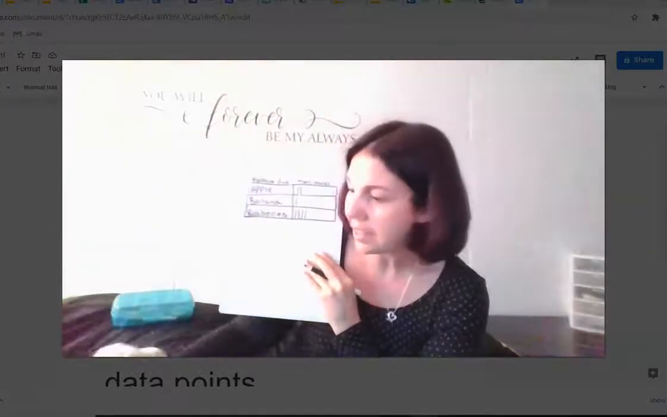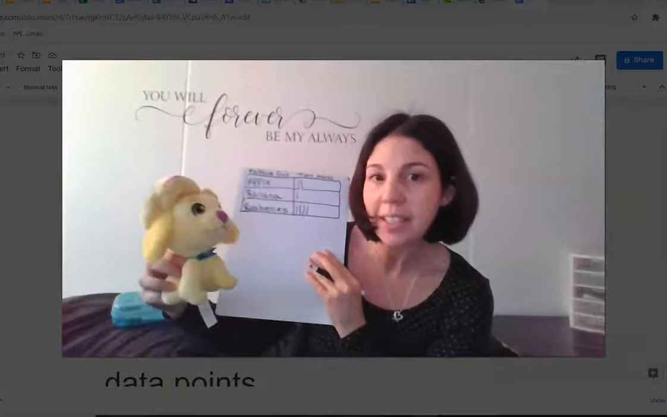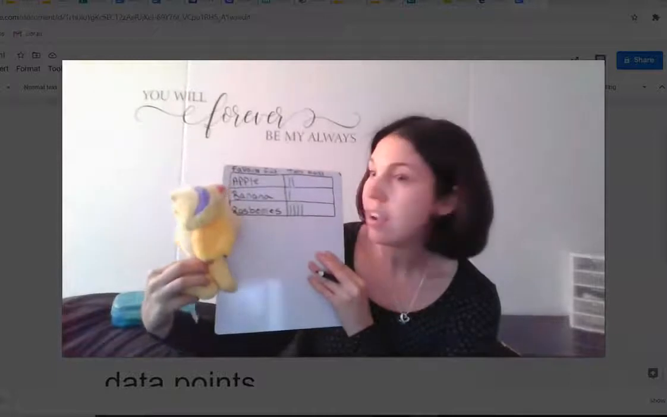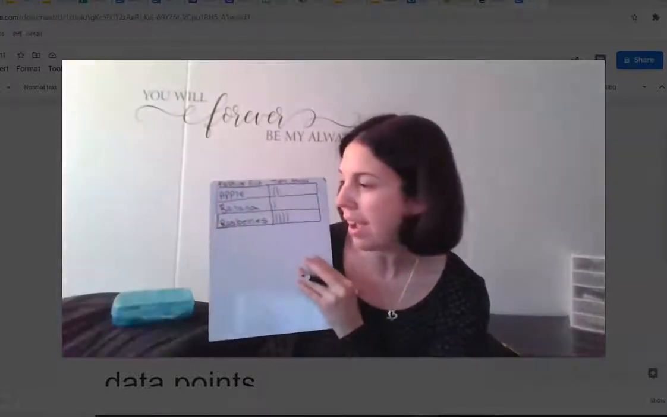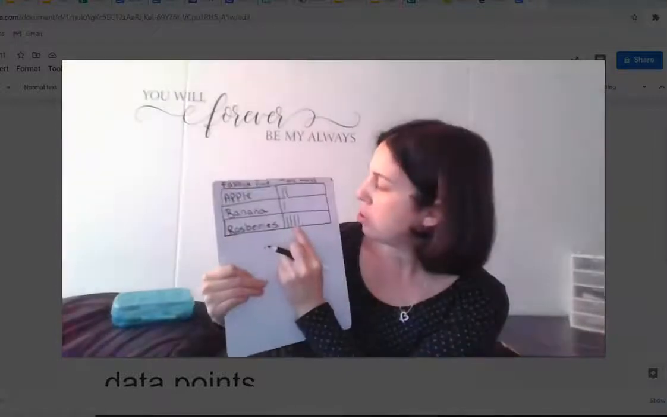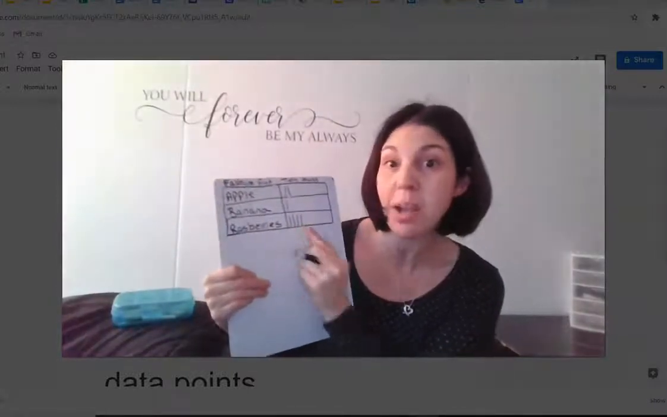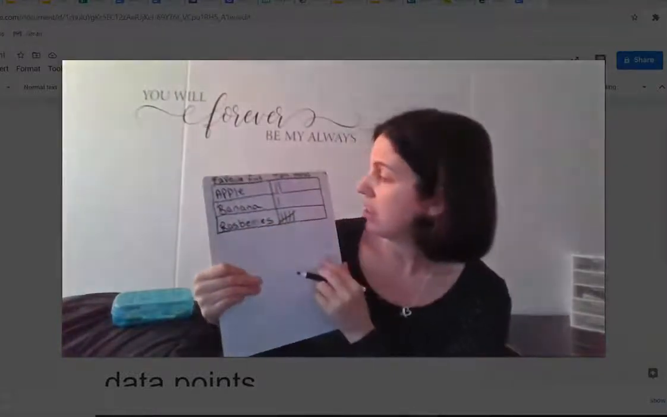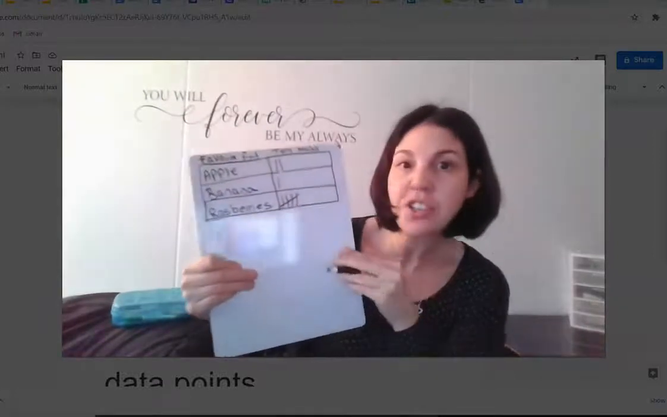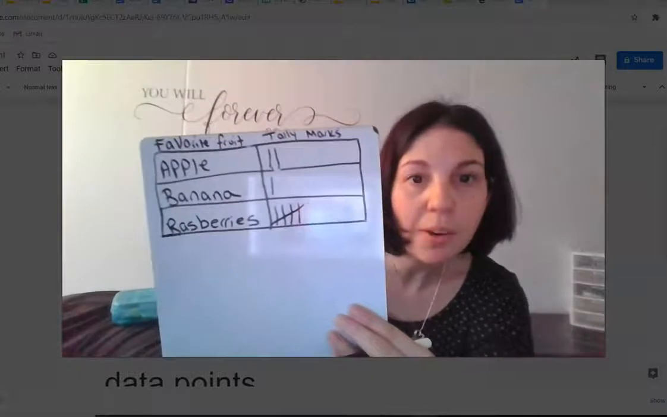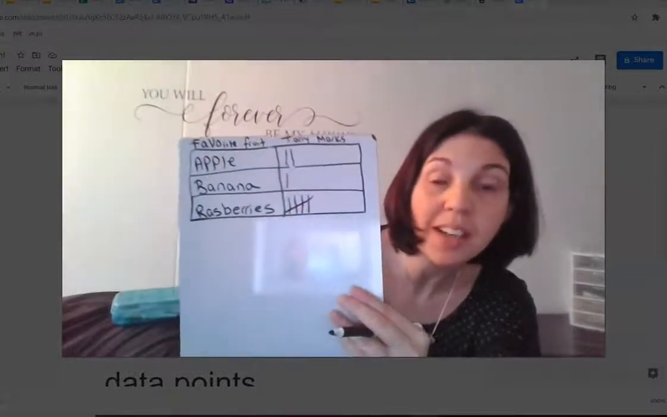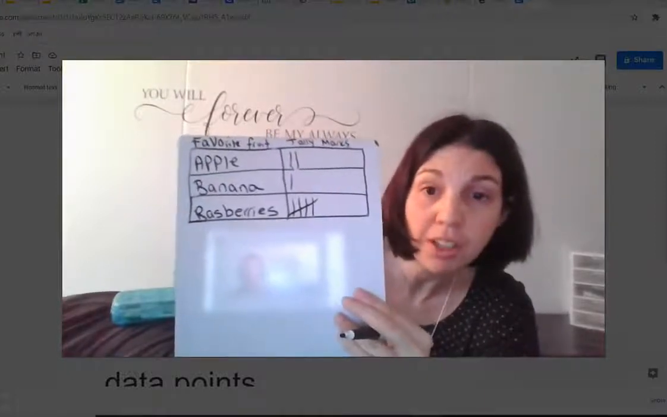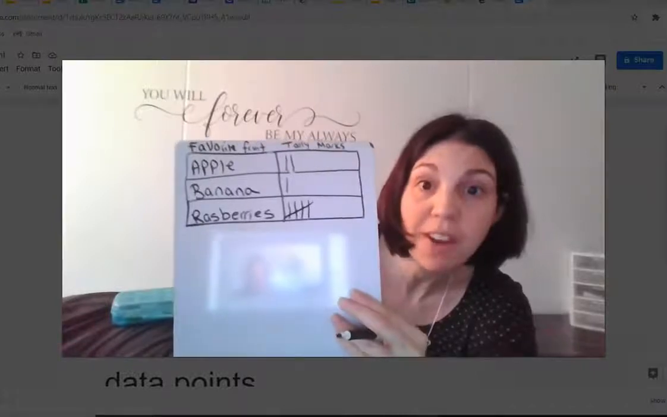Here's our last friend. It's Little Miss Doggy. Hello. What's your favorite fruit? Raspberries. Another one for raspberries. Wow. Okay, so we have 1, 2, 3, 4. Remember with tally marks, when you get to number 5, you do a line across. Okay, wow, look at our chart. And now we can answer some questions based on our information that we collected. Everybody got a turn to say what their favorite fruit was.